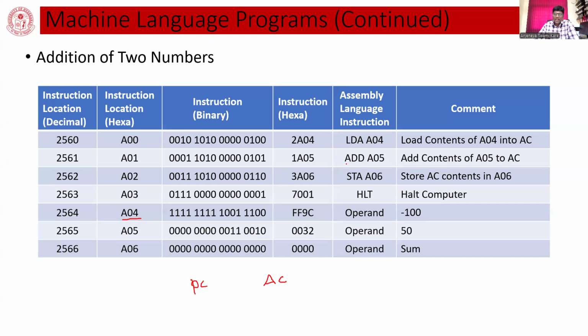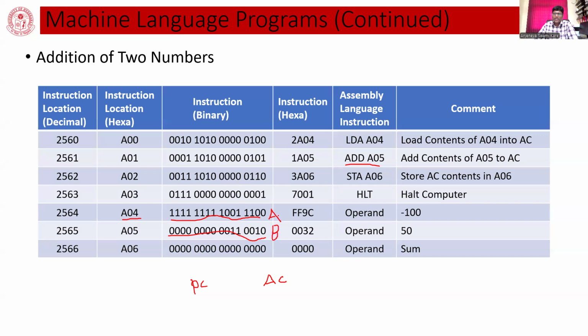And then add A04. Add A04 means that the data present in A04 will be added to the value already present in the accumulator. So if this is A, this value is A. We are trying to add; this is already in the accumulator. If we add this to the accumulator, we get B. Suppose this is A, this is B.